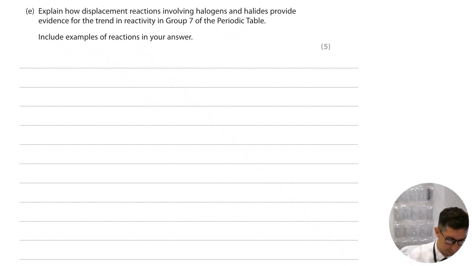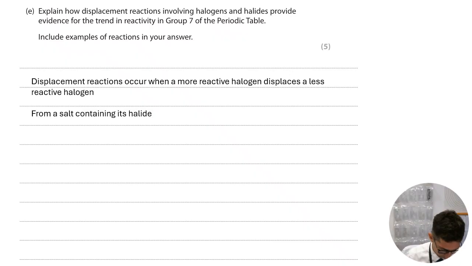Okay, so we've got a displacement reaction. We need to write down what displacement reactions are. It says include examples, reactions in your answer. Displacement reactions are ones in which a more reactive halogen displaces a less reactive halogen in a salt. And a salt is where you have your metal and your non-metal, and the non-metal is going to be the halide in this instance.